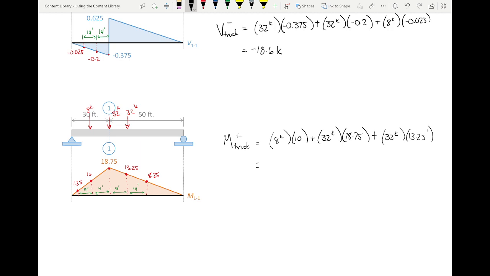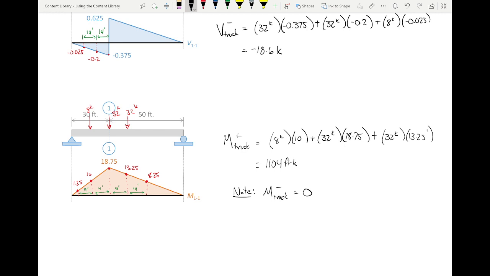And what are we getting as an answer for that? Anybody have an answer for that? 1104. That's what I have, 1104. And note, M truck is 0. So 1104.